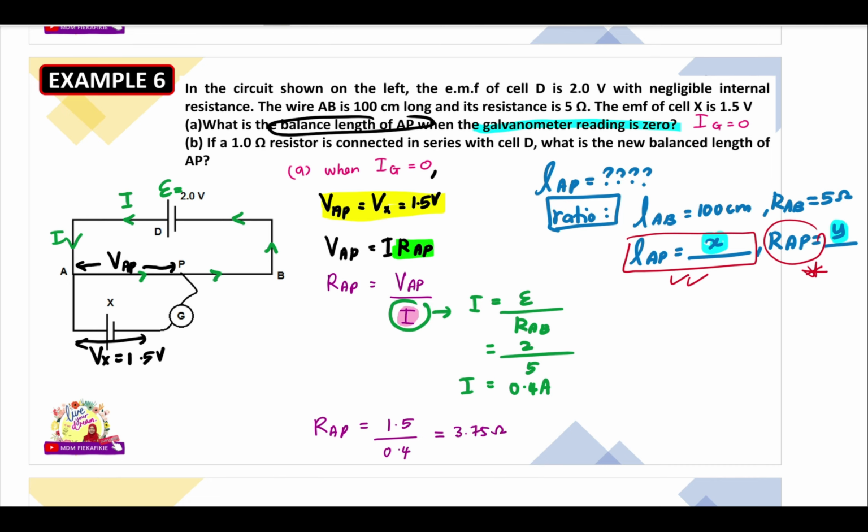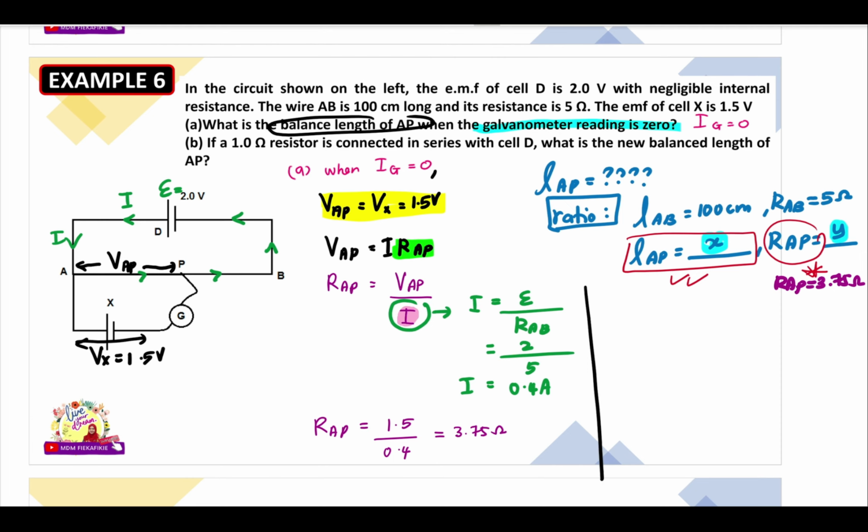So dah dapat dah dekat sini nanti. Dekat sini nanti RAP 3.75 ohm, 3.75 ohm. Okay. So sekarang boleh tak kita selesaikan LAP?